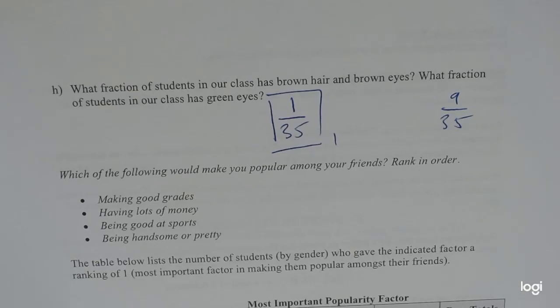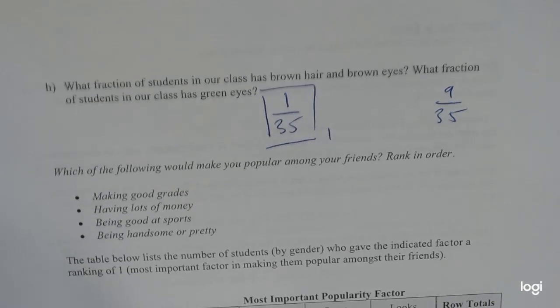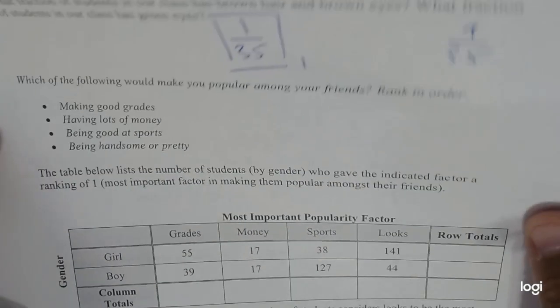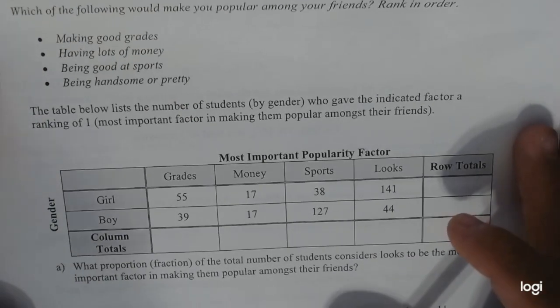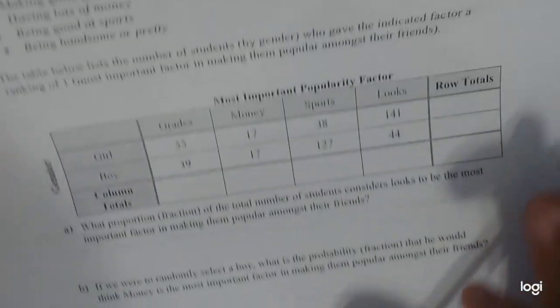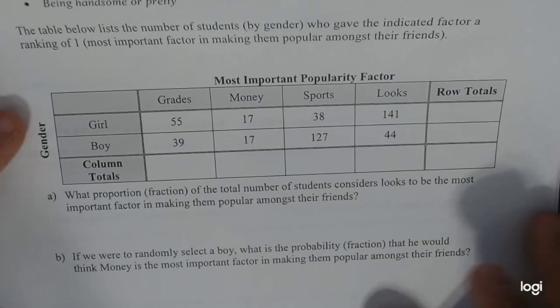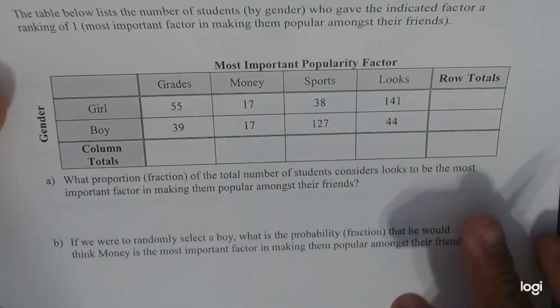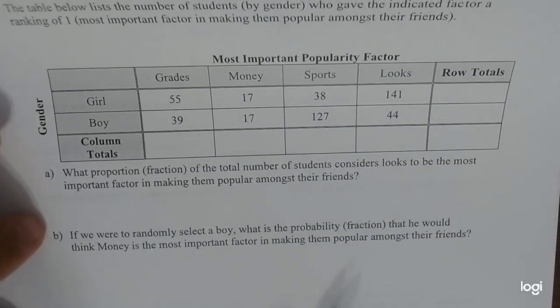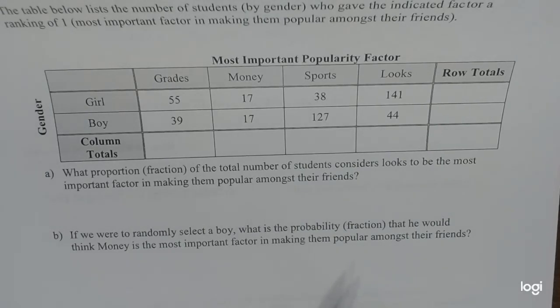So what I want you guys to do now is try this one out. There's a new one on the bottom here. Figure out how popular certain factors are amongst kids. Here's a table, and you may have to fill some of this out. Go ahead and do A and B respectively. I'm going to do a quick little 3, 2, 1 pause, and try it out. Okay, so hopefully you got it. Now let's do this together and see what we get.